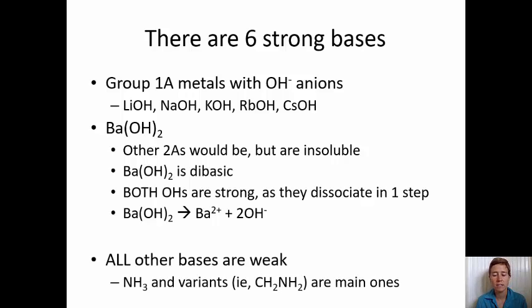Okay, all the other bases are weak. There are generally not going to be any other ones with OH minus anions in them. They are generally going to be ammonia and variants of ammonia. So really, I cannot stress this enough, ammonia is a weak base. Okay, that's really the only one I'm going to generally expect you to know.